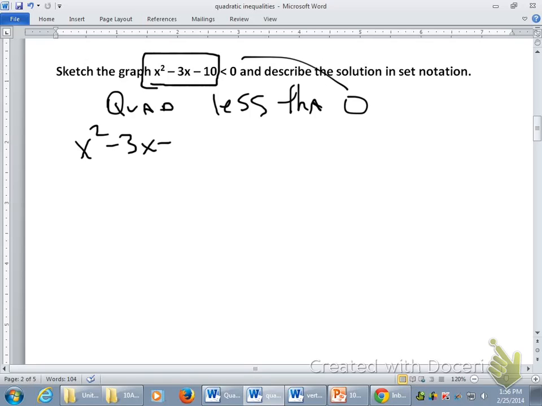There are lots of ways that you know how to graph a quadratic. I'm going to pretend it's 0 for a minute. You can use the axis of symmetry and find the vertex. You could use the y-intercept. You could make a table of values. What I'm most interested in is the x-intercepts, though. So I want to find the x-intercepts of this.